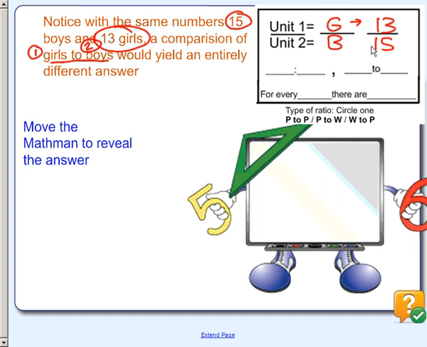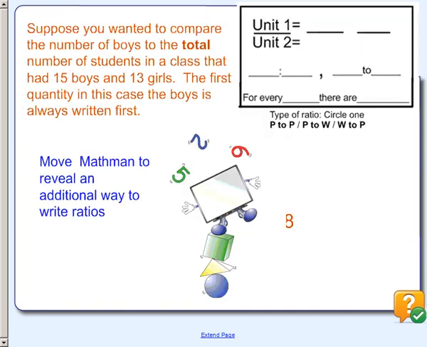If I have 13 over 15, how do I write that? 13 colon 15 or 13 to 15? I could say that as a for every statement. For every 13 girls, there are 15 boys. That is still a part-to-part ratio because part of the class are girls to part of the class are boys. So there are 4 ways to write that, and that is a part-to-part ratio.